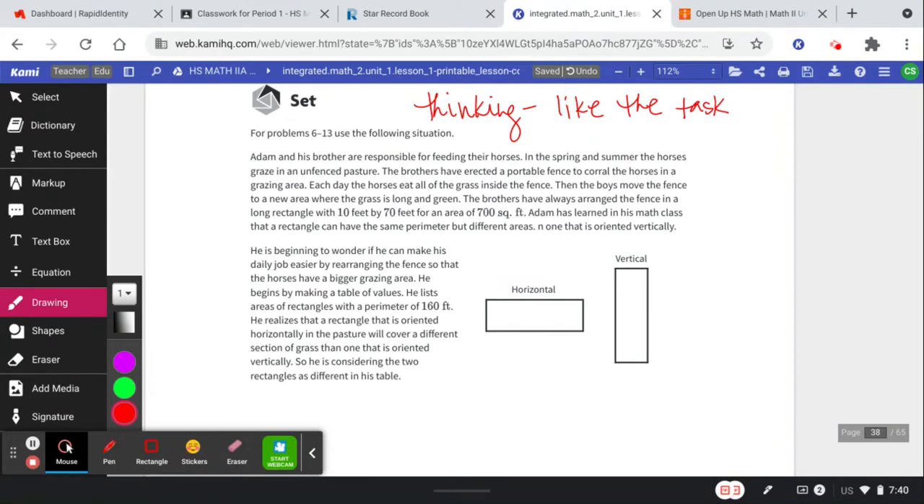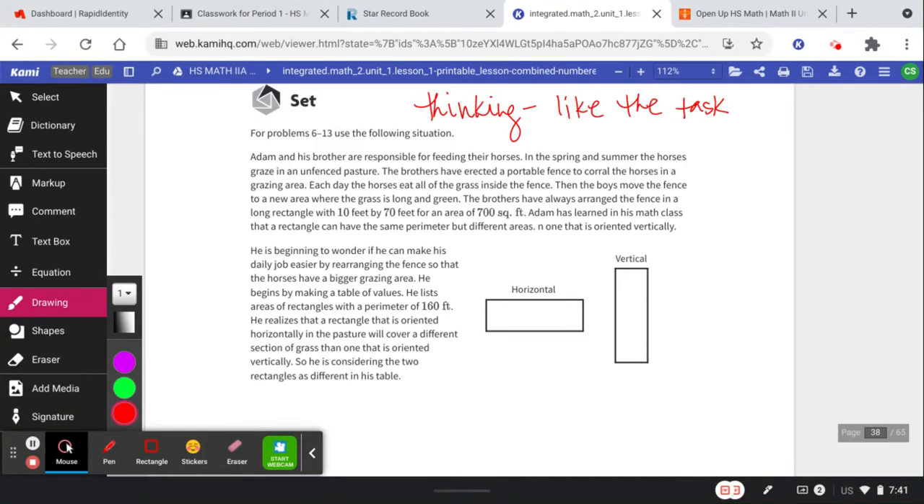Adam and his brother are responsible for feeding their horses. In the spring and summer, the horses graze in an unfenced pasture. The brothers have erected a portable fence to corral the horses in a grazing area. Each day the horses eat all the grass inside the fence. Then the boys move the fence to a new area where the grass is long and green, and the brothers have always arranged the fence in a long rectangle that's 10 by 70 feet with an area of 700.